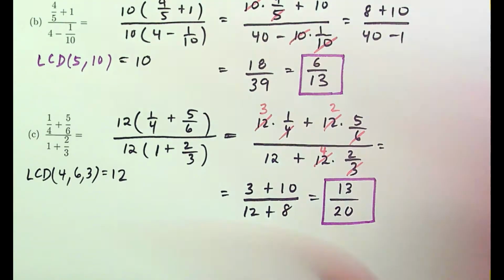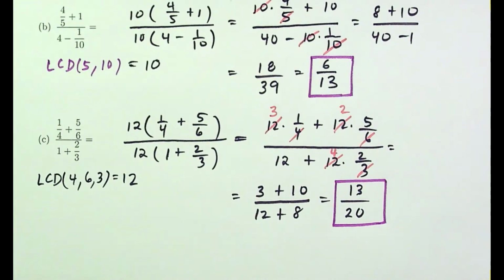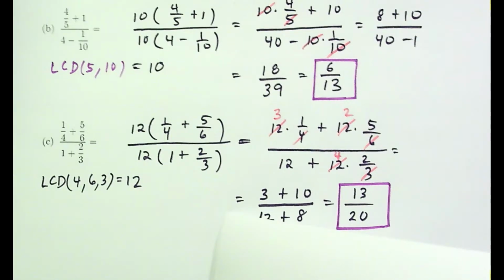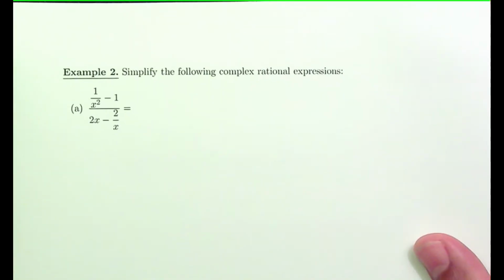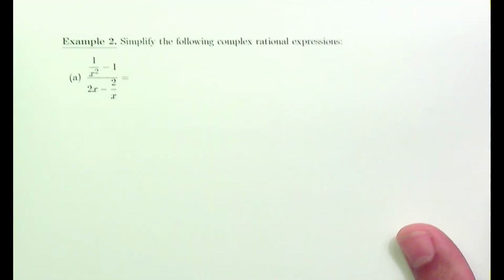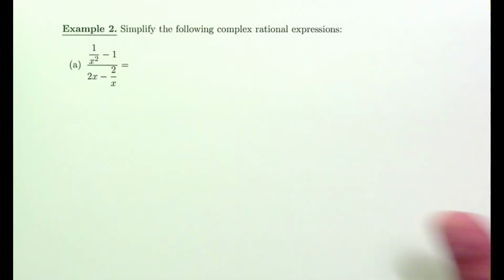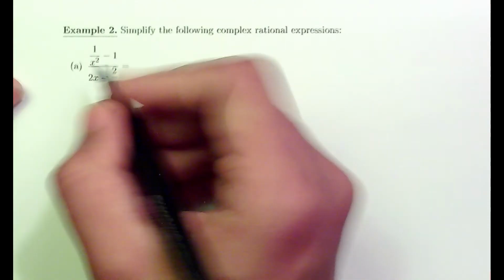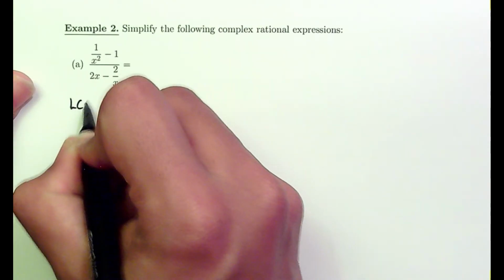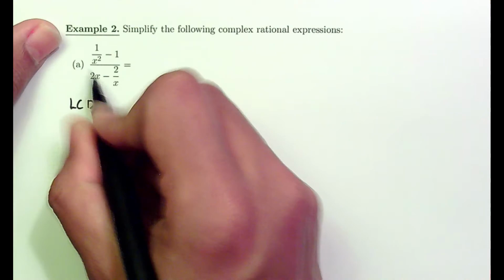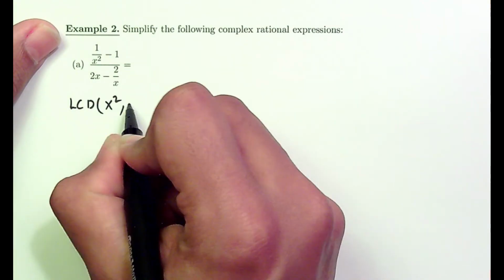Now, when you have variables involved, it's actually still the same process, exactly the same idea. So now we're going to do some with fractions. I mean with variables. Okay, simplify the following complex rational expressions. Okay, so we're going to look at all the fractions that we see, and we're going to find the LCD. So one fraction has x squared, and the other one has x as denominator.